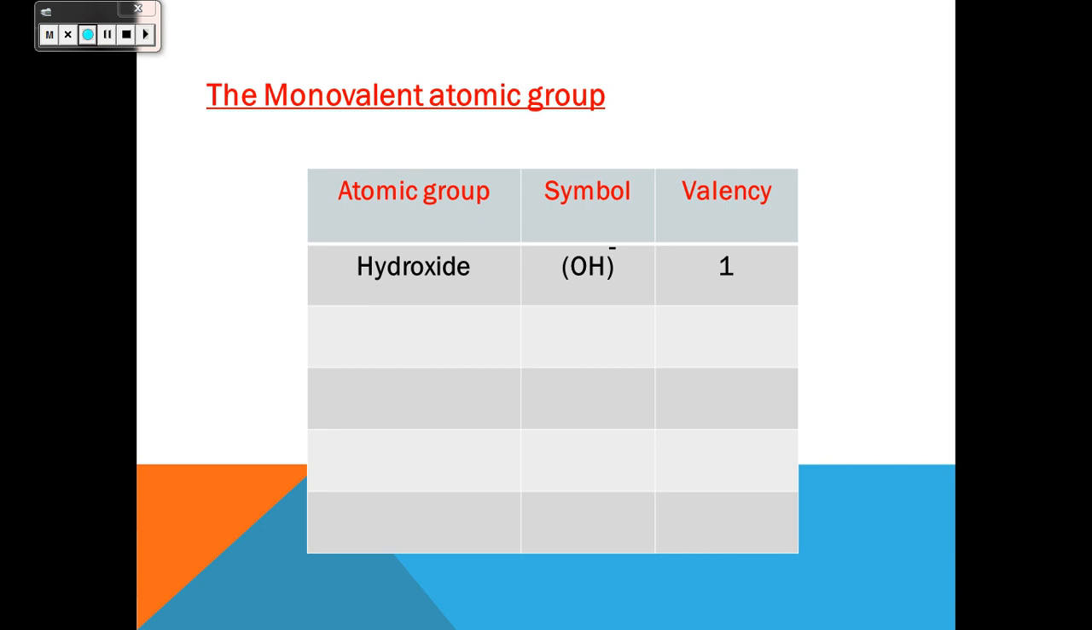Number 1, the monovalent atomic groups. The first example of a monovalent atomic group is hydroxide. Hydroxide is OH. Hydroxide OH consists of two different elements, oxygen and hydrogen. They join together and behave like one atom, and the valency of hydroxide is 1, or monovalent. And bicarbonate. Bicarbonate is HCO3. It consists of three different elements, hydrogen, carbon, and oxygen. They join together and behave like one atom, and they have their own valency, 1.